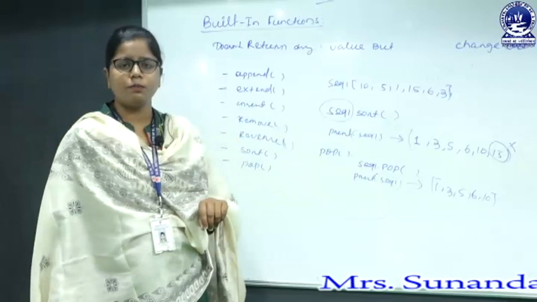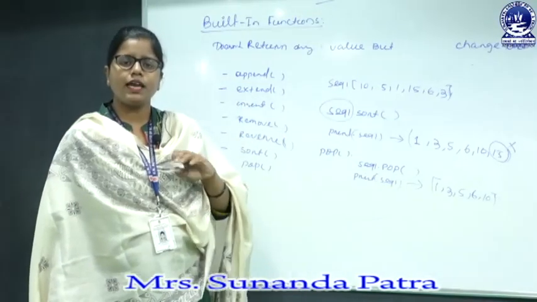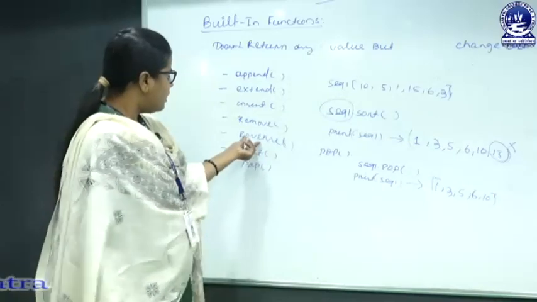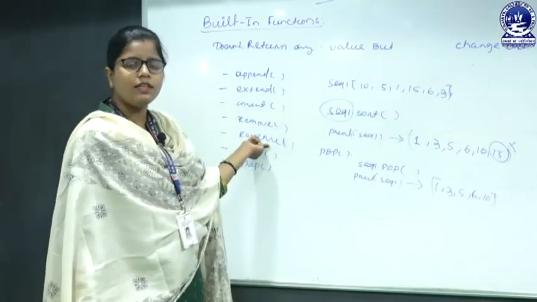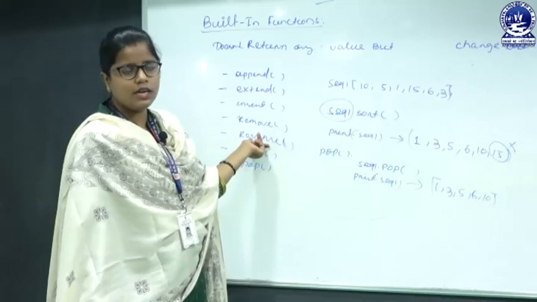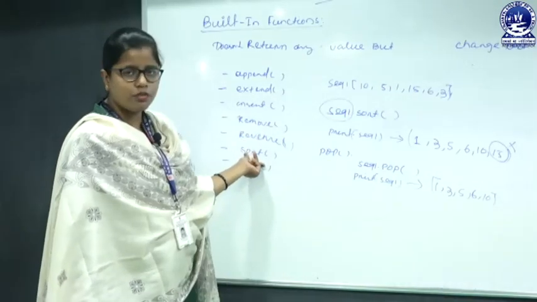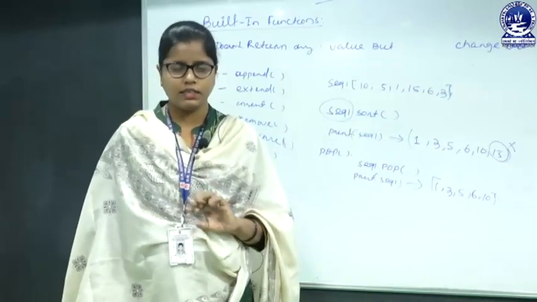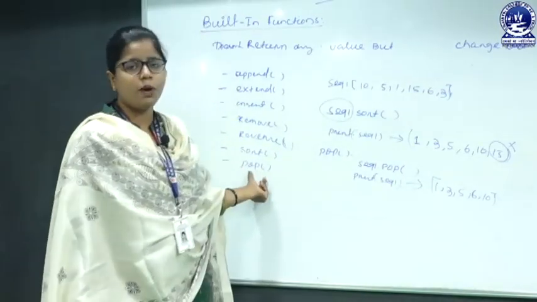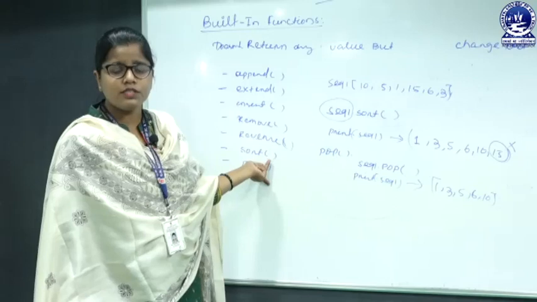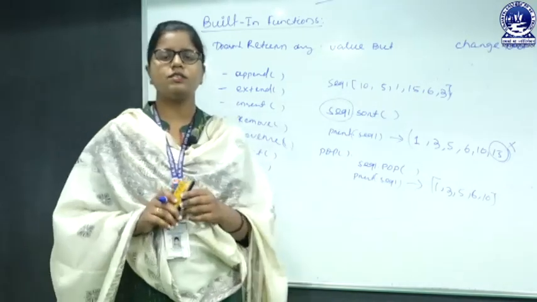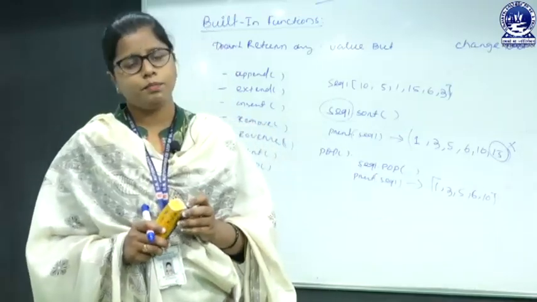Then we have remove. Remove means we can remove any element from any index. Then we have the reverse function that will reverse our list. Then we have the sort function that will sort the list elements in ascending order, and we have the pop function. Pop means we remove the last element from the list. So this is all about the built-in methods in the list.